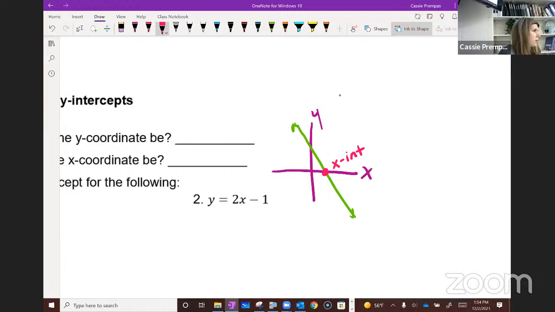My computer froze on me. But what's the y value of the x-intercept?